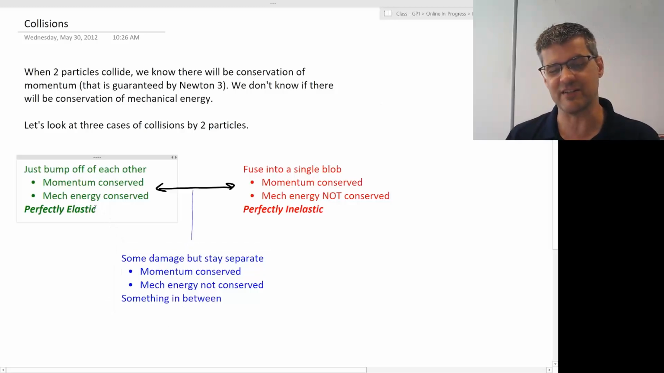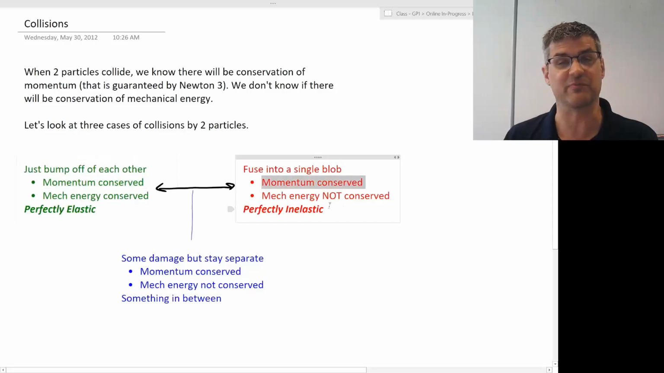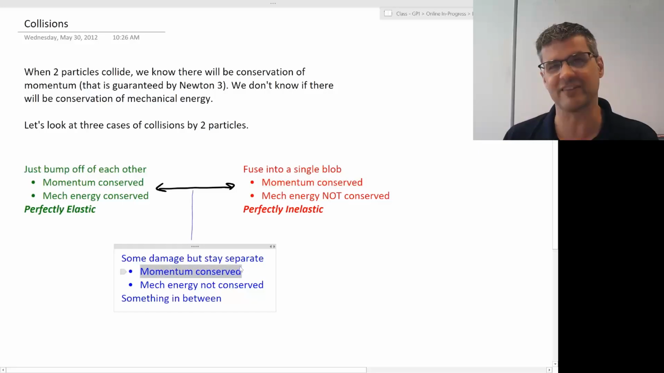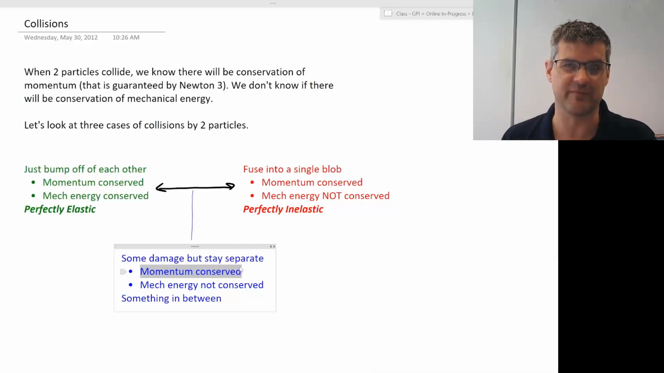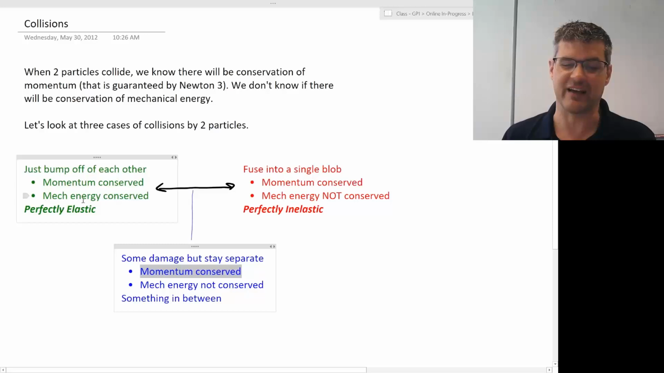In each of these scenarios, you notice that momentum is conserved for a perfectly elastic collision, momentum is conserved for a perfectly inelastic collision, and momentum is conserved for every type of collision in between. Conservation of momentum is something that holds all the time. Whereas in some of these cases, mechanical energy can be conserved.